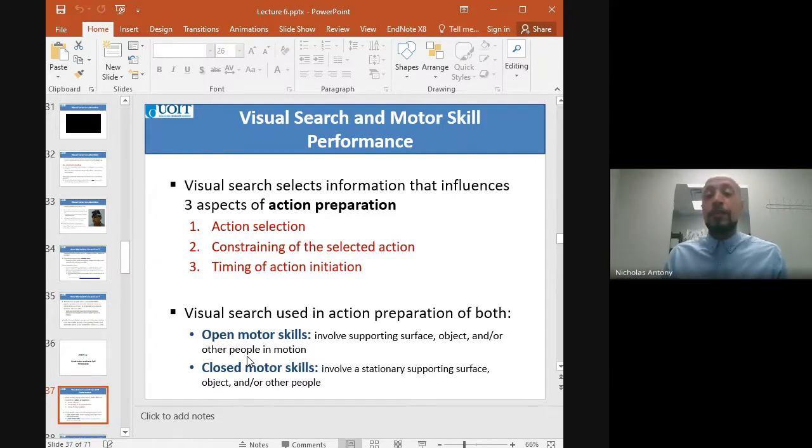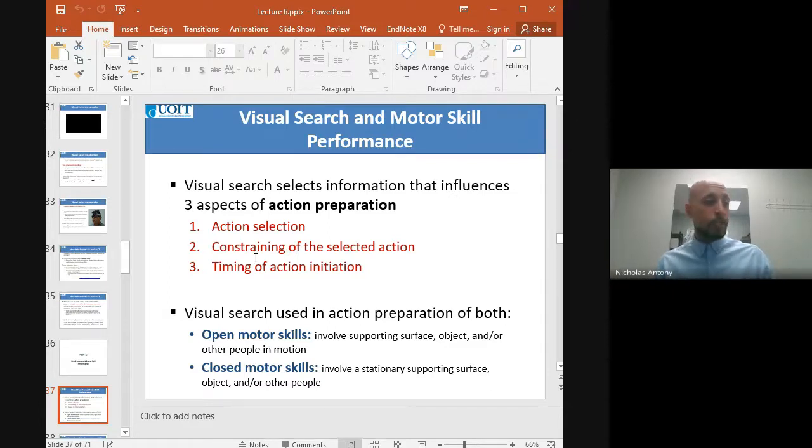So studying visual selection became, or is, a really big topic in motor control research, because so much of our vision and what we're picking up from the environment, or what we're choosing to focus our attention on, is important with action selection, right?